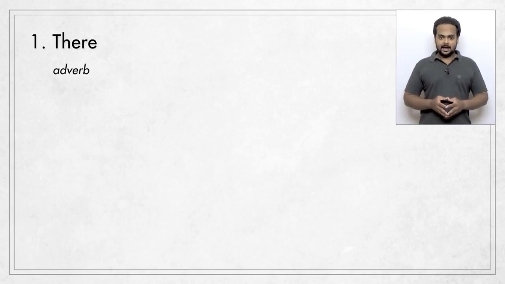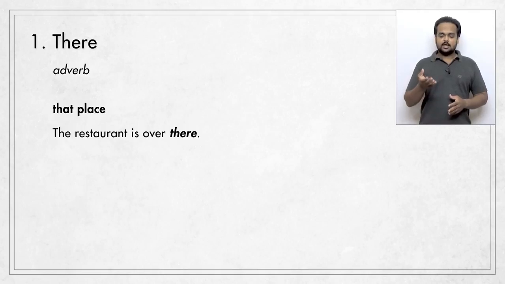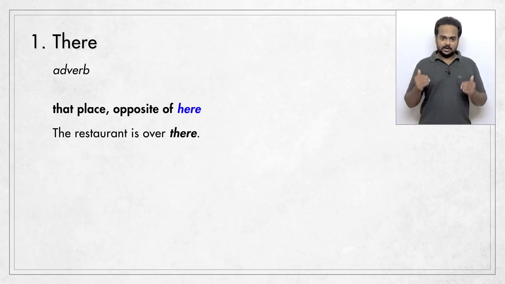This word is an adverb which means that place. Take this sentence. The restaurant is over there. It means the restaurant is in that place. So this is the opposite of here, which means in this place. In fact, you can easily remember this spelling, T-H-E-R-E, if you notice that it has "here" inside of it.